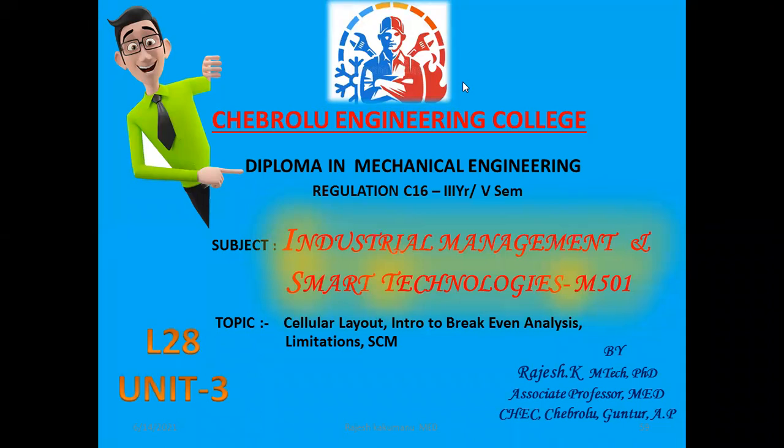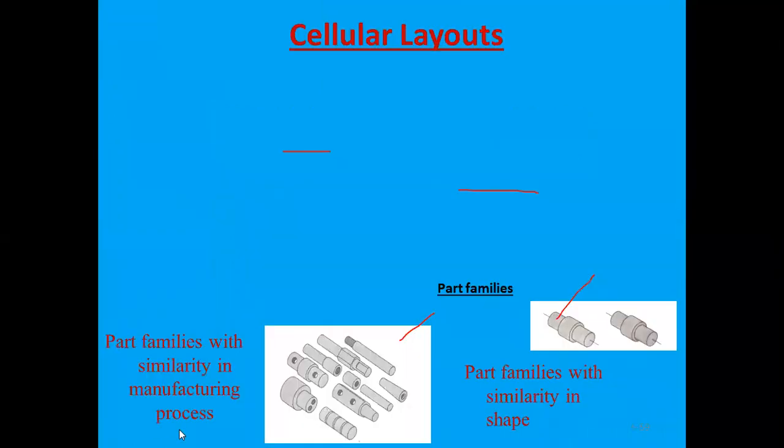In the last class, we discussed the production planning control purpose and the various types of layouts with respect to production planning control. Today in this class, we will discuss the cellular layout, how it works, an introduction to break-even analysis, the limitations of break-even analysis, and an introduction to supply chain management.